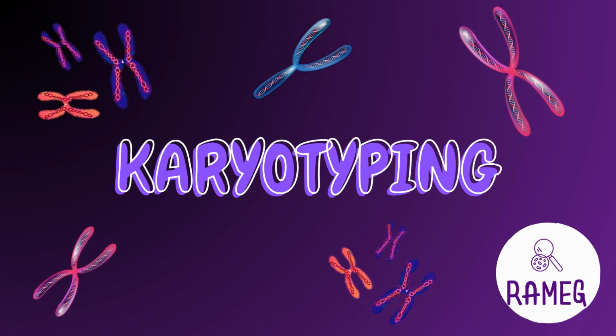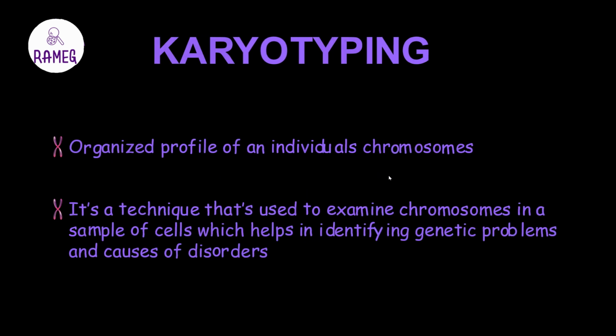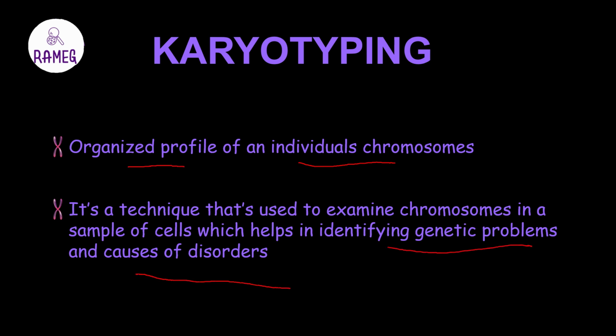Before we go into karyotyping, let's talk about what cytogenetics is. Cytogenetics is basically how we study chromosomes and identify certain diseases related to them. The way we identify these diseases is by looking at changes in the number of chromosomes and their structure. Karyotyping is when we organize the chromosomes of an individual, and we can identify if that individual has any genetic problems or any disorders caused by it.